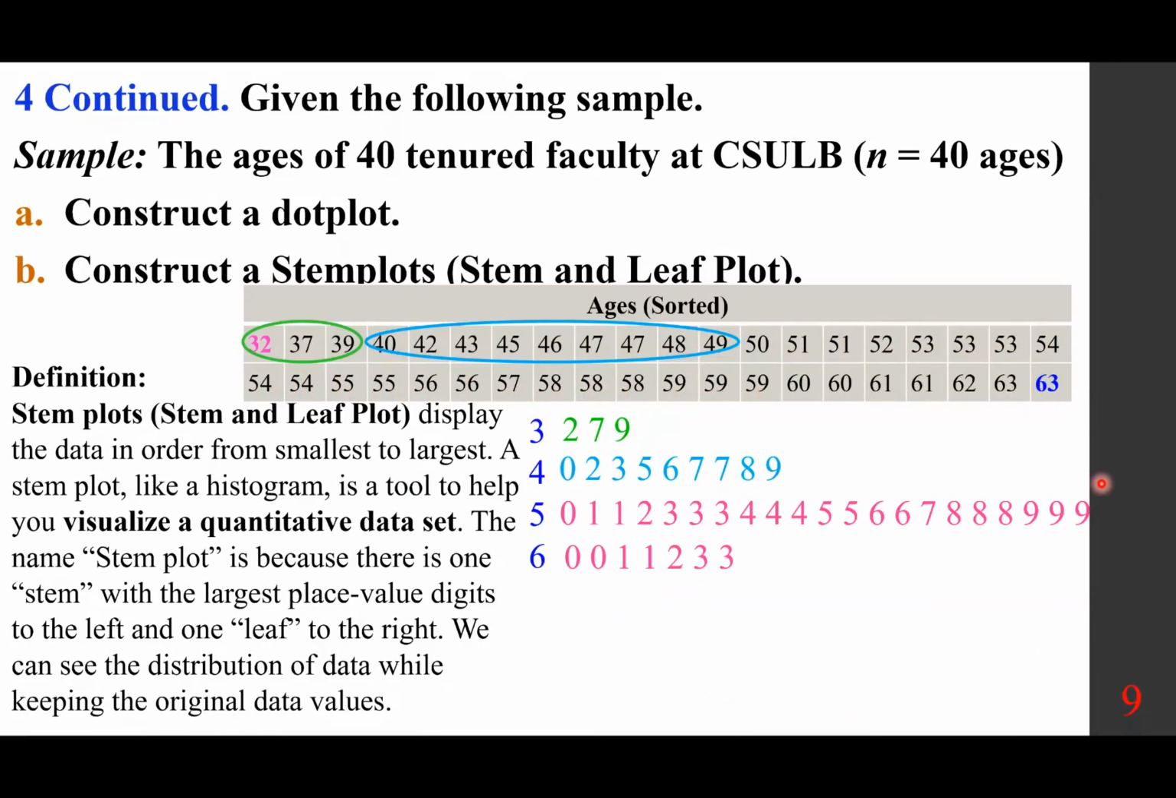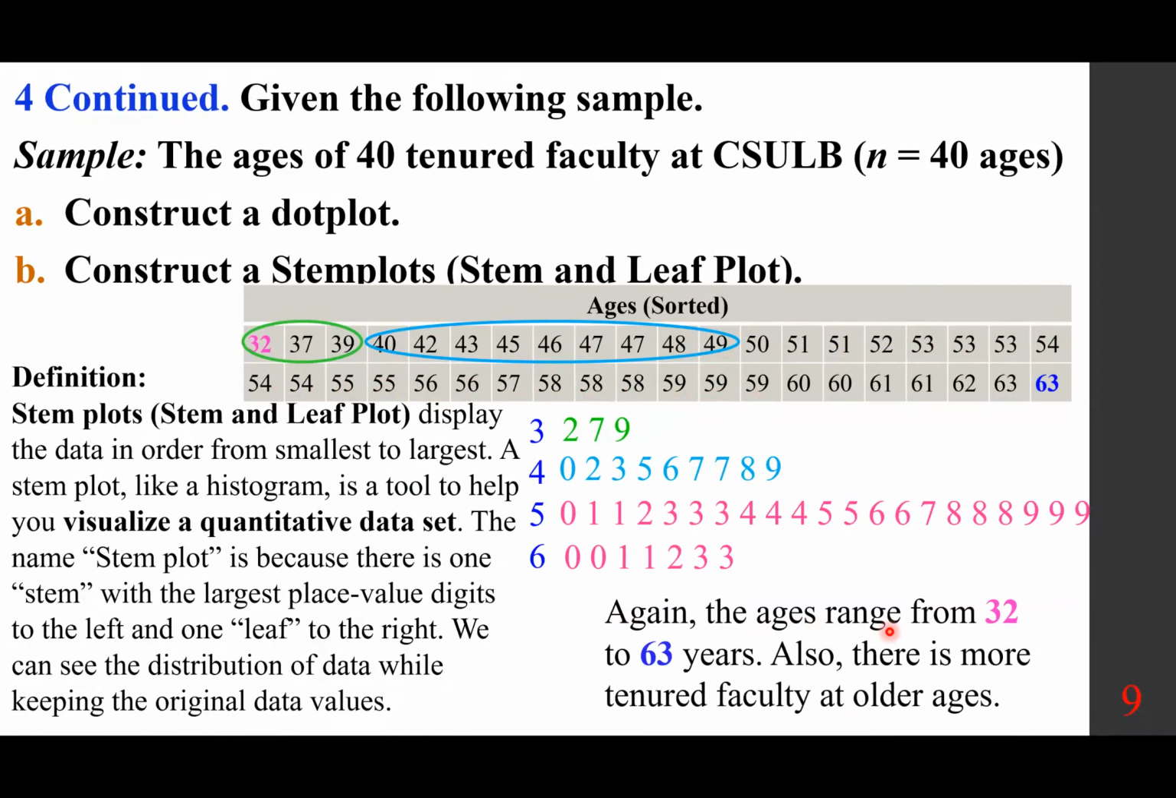By the way, it looks like some sort of symmetry. And again, we have the same result. The ages range from 32 to 63 years. So it shows the smallest value. Even if we don't have this class, here's the smallest value, 32. Here's the largest value, 63.